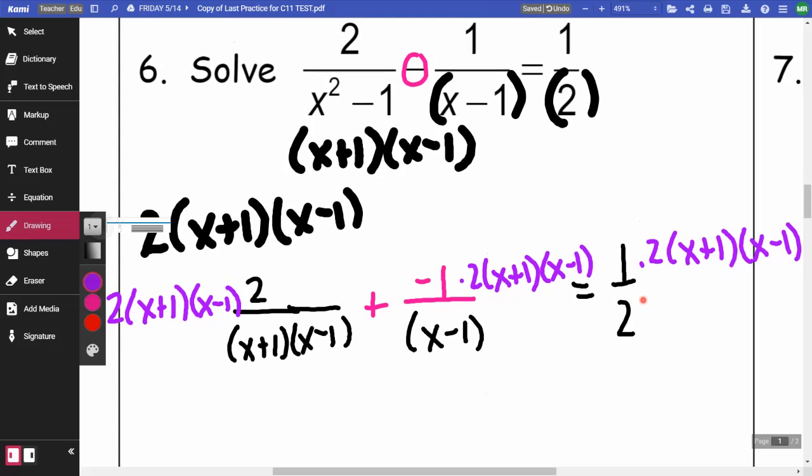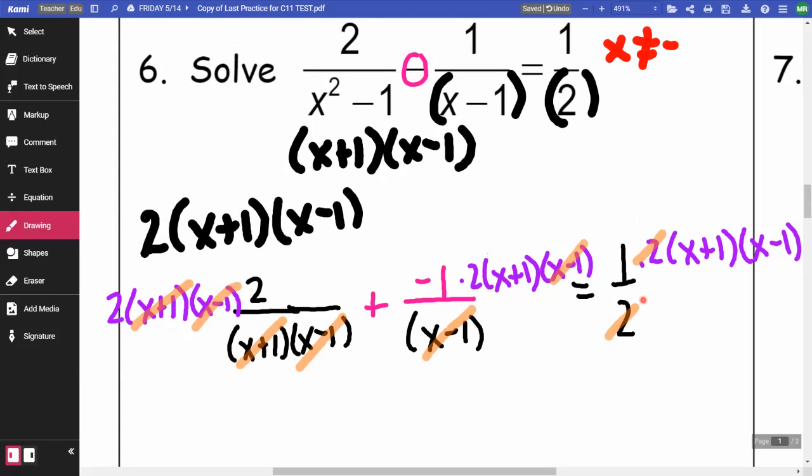Okay, so let's see what can cancel out. So this x plus 1, x plus 1, x minus 1, x minus 1. So I'm going to be left with 2 times 2 or 4. Here, this x minus 1, this x minus 1. Over here, this 2 and this 2. Again, I forgot to write my restrictions. So my restrictions, x cannot be negative 1 or 1. This 2 is a 2. It's not going to be anything else. So I don't need a restriction on that. It's not going to become a 0.